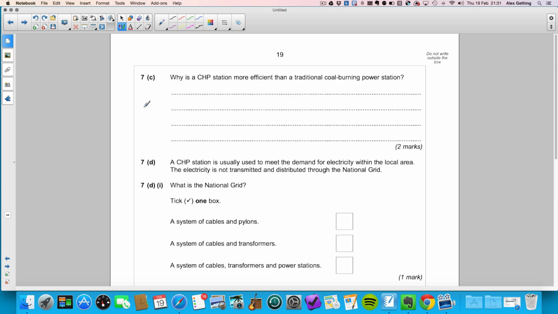C, why is a combined heat and power station more efficient than a traditional coal burning power station? So what's the reason for its increased efficiency? There's going to be less waste energy for a start. Okay, and the waste energy is actually used to heat homes in the surrounding area. Is used to heat homes and businesses close to the power station.